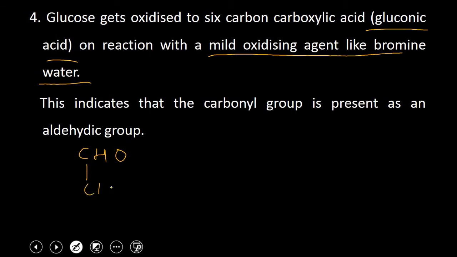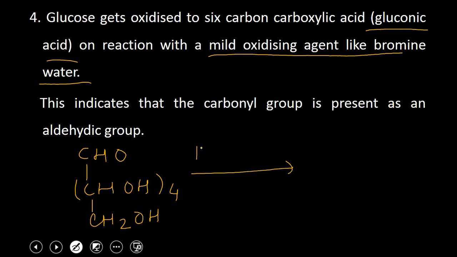CHO, CHOH whole 4, CH2OH. So children, this is the structure of glucose. What I'll do, this on treatment with bromine water. When it is treated with bromine water, so children always remember that bromine water is a mild oxidizing agent. What will happen? It will oxidize this aldehyde group into the carboxylic group. So CHO will be converted into COOH.